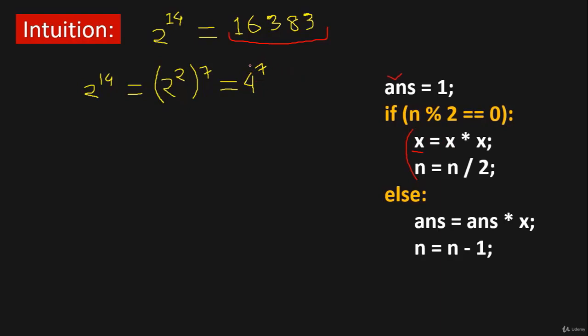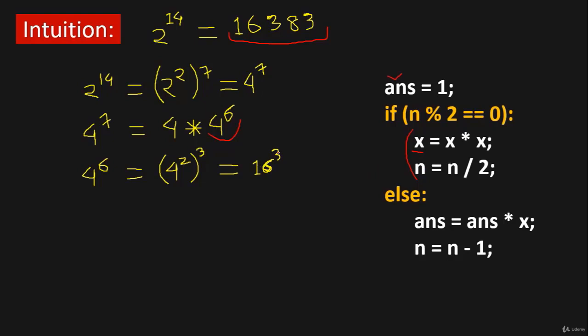Now let's find out the value for 4 to the power 7. Since 7 is not divisible by 2, we'll apply this formula: answer equals answer times x. So 4 times 4 to the power 6. And here n equals n minus 1, so we subtracted 1 from 7. You're going to get this. Now let's find out the value for 4 to the power 6. Okay, for 4 to the power 6, we can rewrite it like this: 4 to the power 2, the whole to the power 3. And by applying this formula right over here, we get 16 to the power 3.